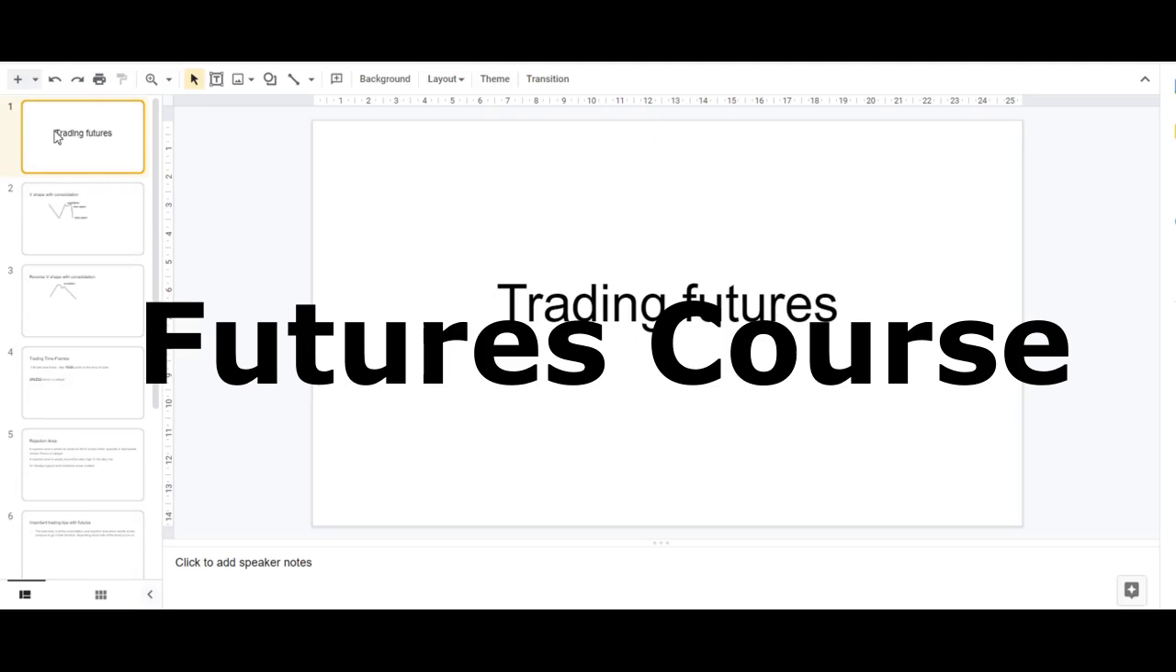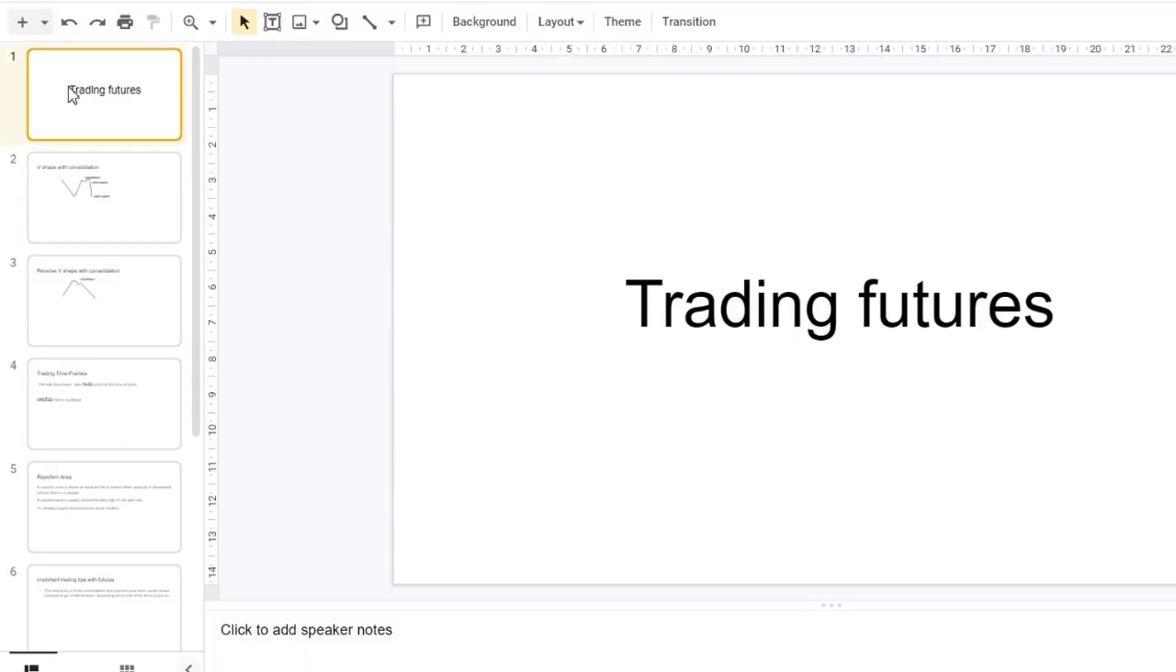Okay, guys, this is going to be a crash course on trading futures. We're going to cover a couple of things. And this is to trade the NASDAQ specifically, which is the Tech 100. But you can use these patterns with any market because the behavior and the psychology will always be the same when it comes to trading any asset class.